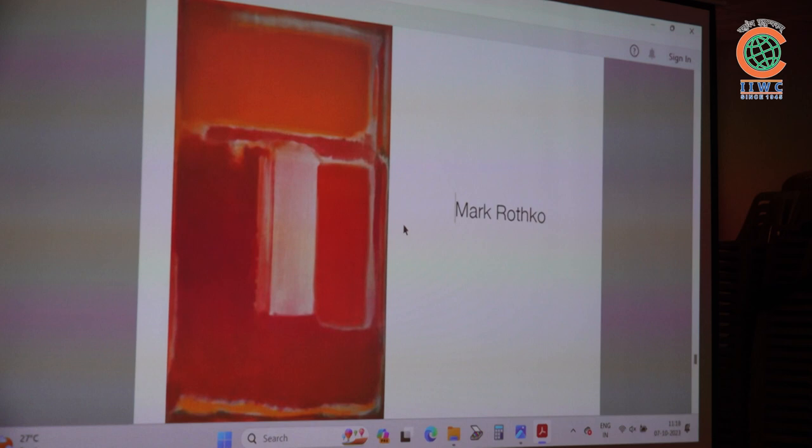That's why in auctions and all that, his works are priced very highly, and Sotheby's and Christie's sell his works, and they are also in the top museums probably all over the world. They're very large, massive size works. So this is Rothko's work.